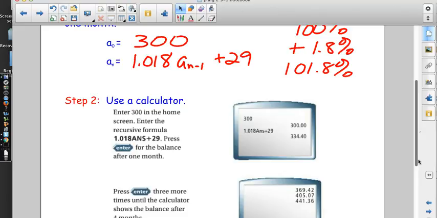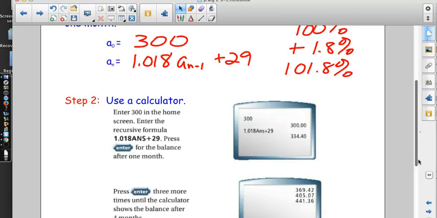Alrighty, poor Pierre. It says let's enter 300 on the home screen, so I'll just clear everything off and start with 300 and enter, because that was his initial amount. Then enter that recursive formula, 1.018 times answer. That is the second negative button. So that basically says take whatever we had before, which is what recursive does, and then we're going to go ahead and add the 29. That's after 1 month.